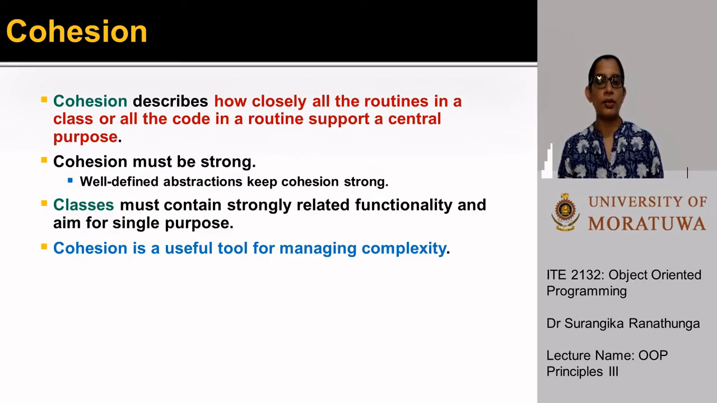So we say we need to have high cohesion. That means all the routines, methods, and properties are aligned with the actual purpose of this class. On the other hand, if the cohesion is low, we say it is not a good implementation. If we have good cohesion in our programs, it will inherently help us manage the complexity, because now we have a well-defined set of classes that know what they are actually doing.